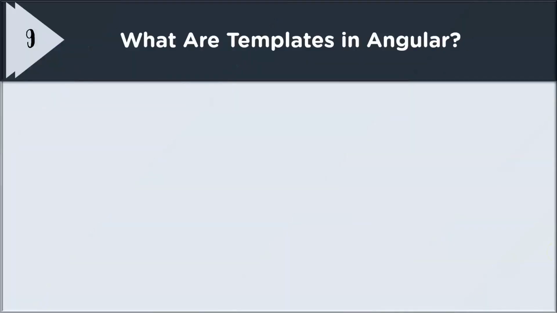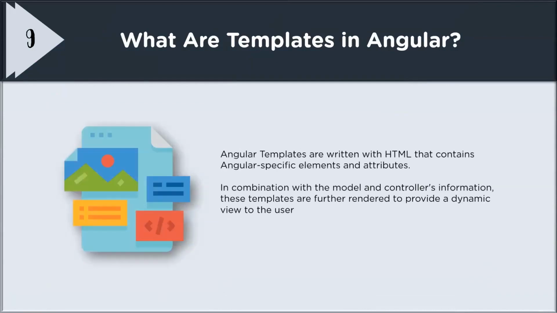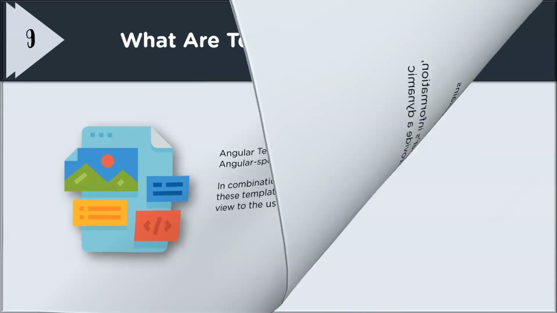Next up is what are templates in Angular. Now, Angular templates are written with HTML that contains Angular specific elements and attributes. Now, in combination with model and controllers information, these templates can be rendered to provide a dynamic view to the user. Now, templates are a very predominant feature of Angular that describe how information can be displayed in the view.